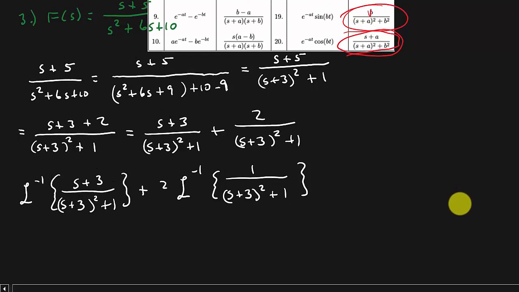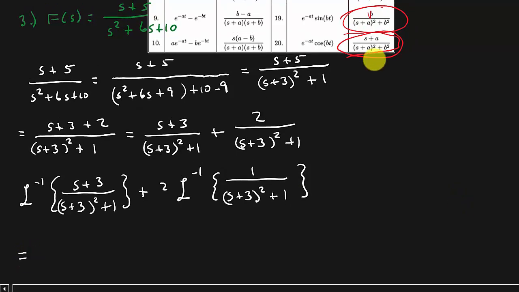All right, so look, there it is. What is this? We've got this one right here. So that's e to the negative at. What's a? a is 3. e to the negative 3t times the cosine of bt. Well, what's b? Remember, this is b squared, so this is the same as 1 squared. b is 1. So that's 1 times t, which is just t.